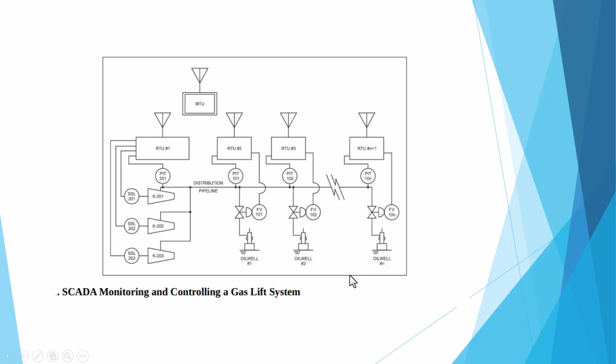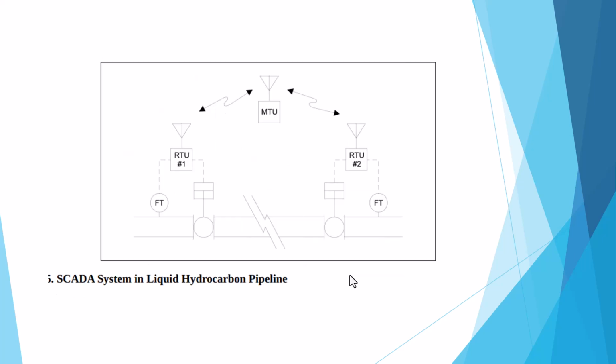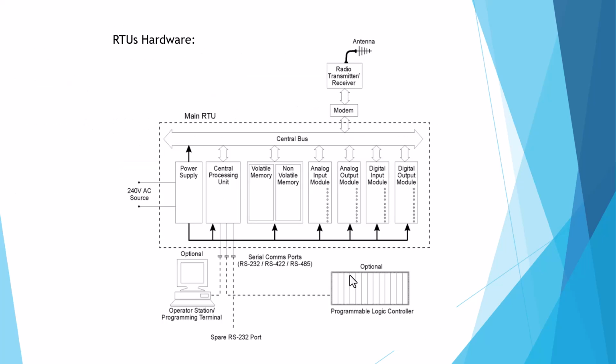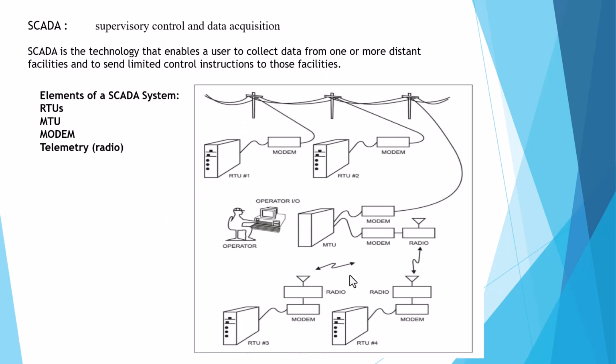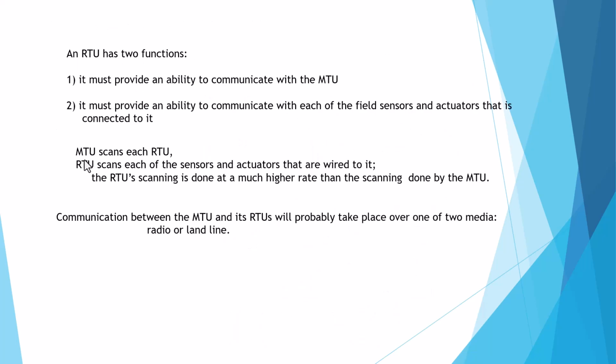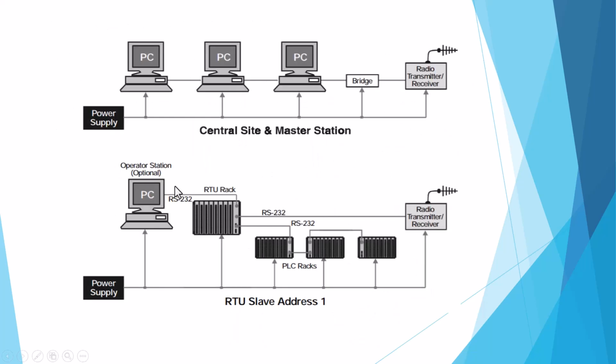So today we just talked briefly about the SCADA system. It has just four elements: RTU, MTU, modem, and telemetry. Every SCADA system runs on the operator PC. We just use SCADA software to create the screen. Okay, thank you very much.